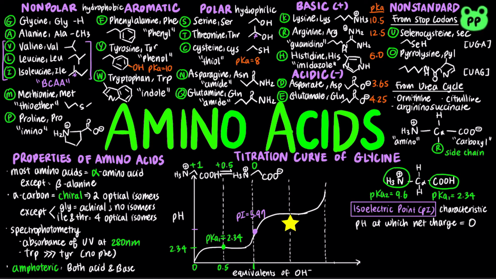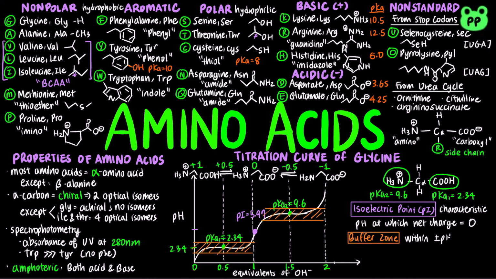As additional half equivalents of hydroxide ions are added, the pH rises to 9.6, which corresponds to the pKa of the amino group. At this point, glycine with protonated and deprotonated amino group are at equilibrium, resulting in a net negative 0.5 charge. Lastly, when 2 equivalents of hydroxide ions have been added, the titration is complete, with both the amino group and the carboxyl group fully deprotonated, giving glycine a net negative 1 charge. The buffer zones of glycine occur within plus and minus 1 pH of the 2 pKa's, which can resist changes when either acid or base is added.